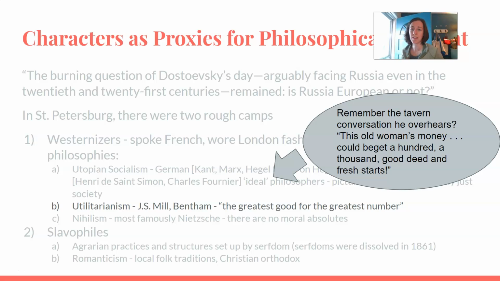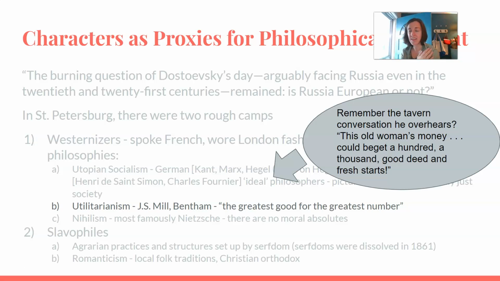And it's all about utilitarianism. Remember the tavern conversation that he overhears. The quote here, it's not him, it's one of those people talking that he overhears. They say, this old woman's money, which is going to be sequestered in a monastery somewhere when she dies, could beget 100, 1,000 good deeds and fresh starts. And Raskolnikov hears that, and he thinks, that's what I thought.